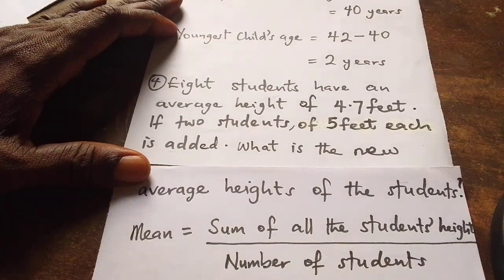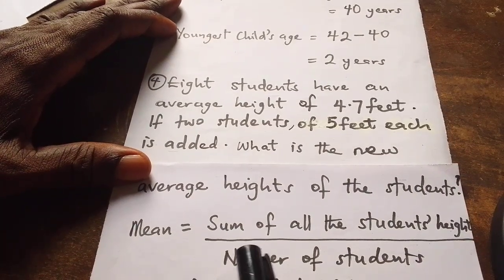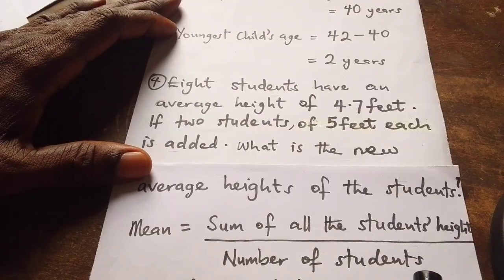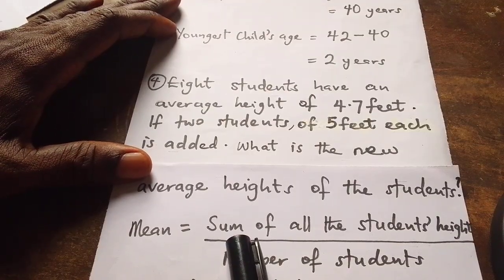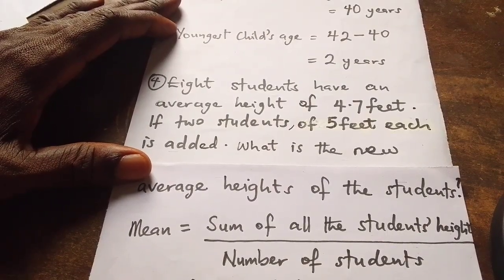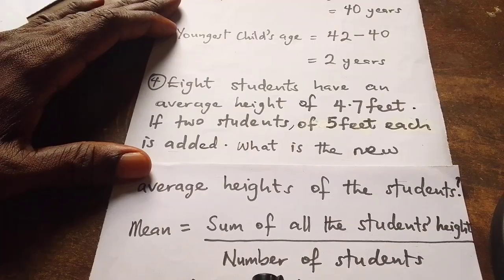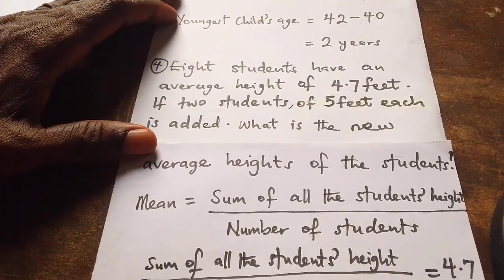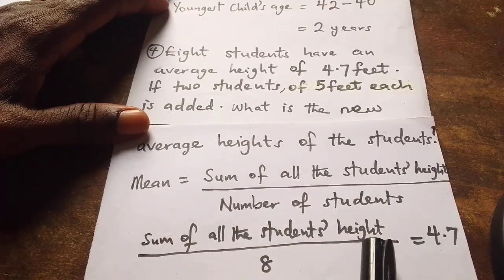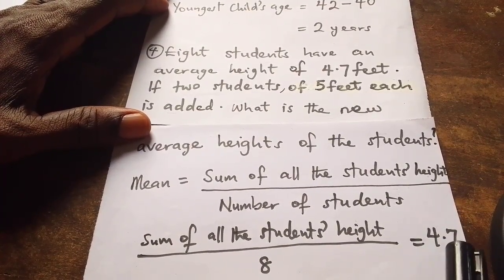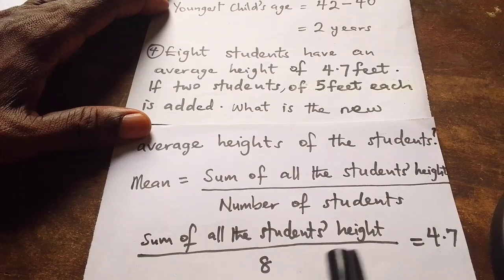You realize that the mean is equal to the sum of all the students' heights divided by the number of students. We are given the value for the mean and we know the number of students. From there we can know the sum of all the students' heights. So the sum of the 8 students' heights divided by 8 is equal to 4.7. So you cross multiply.